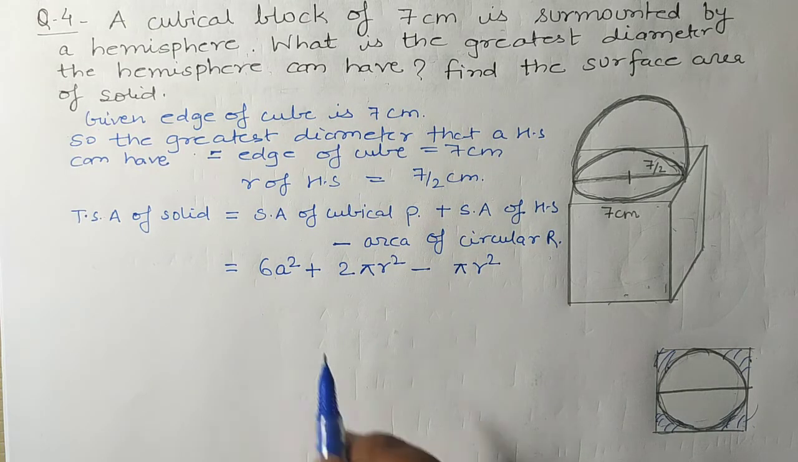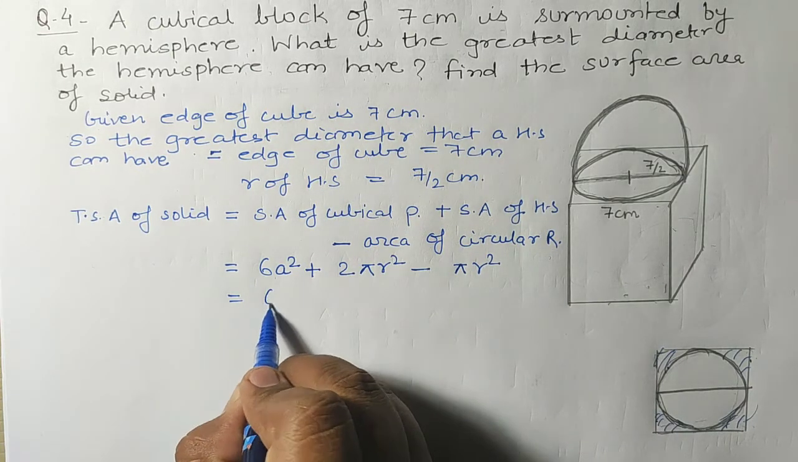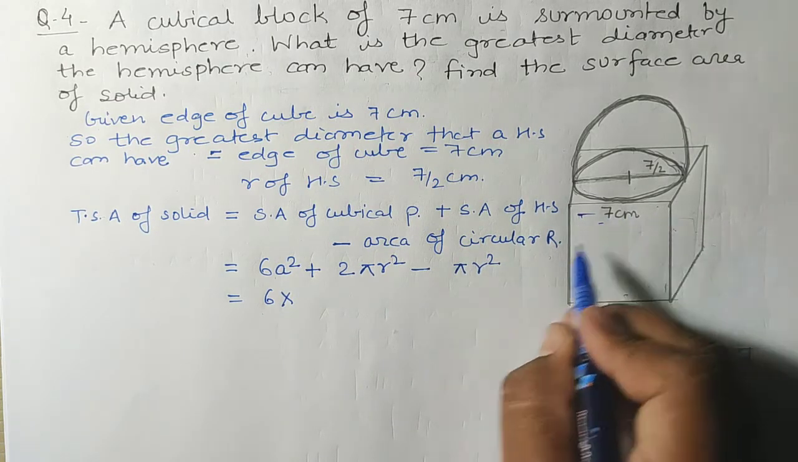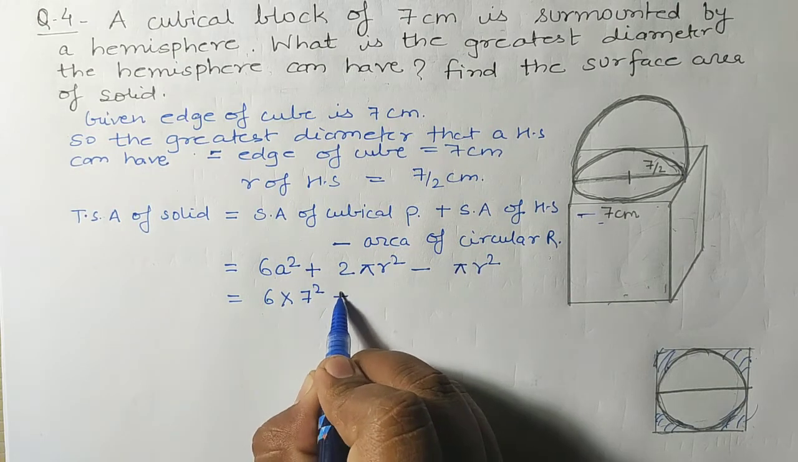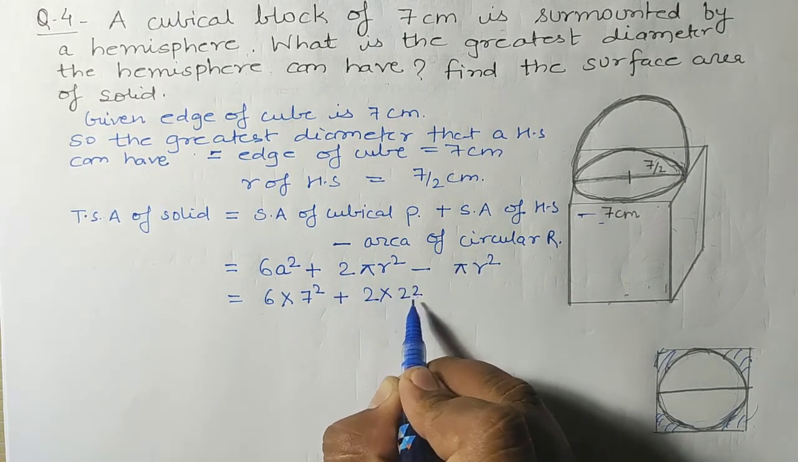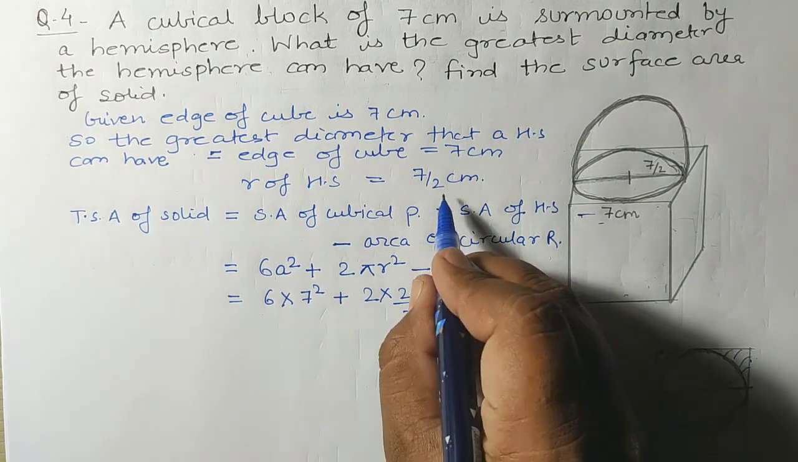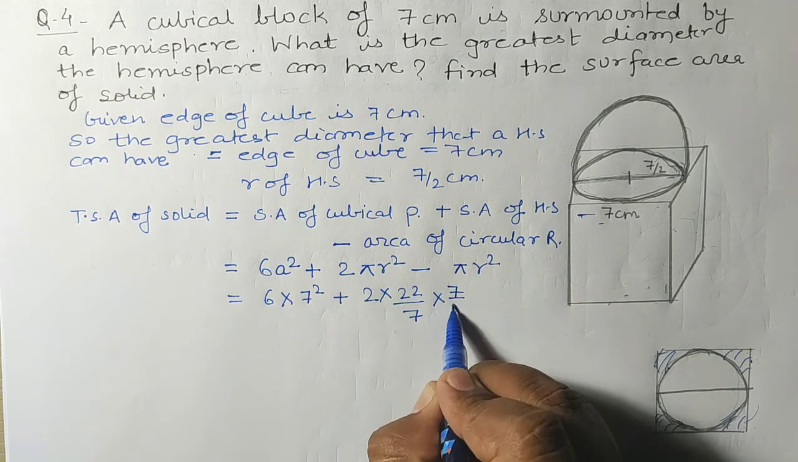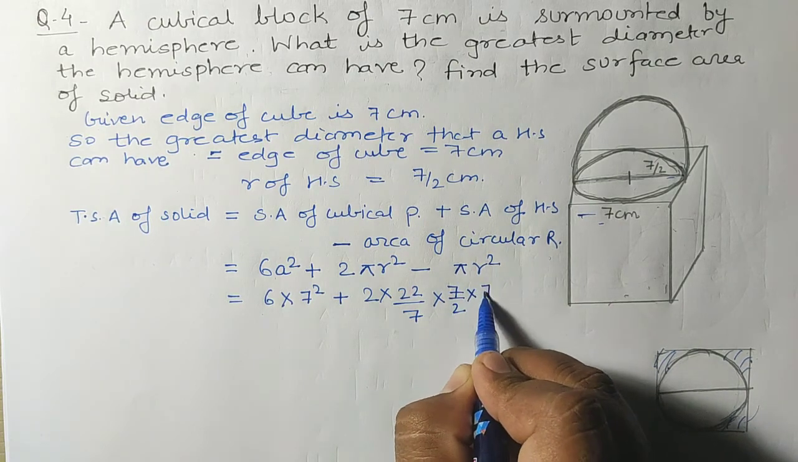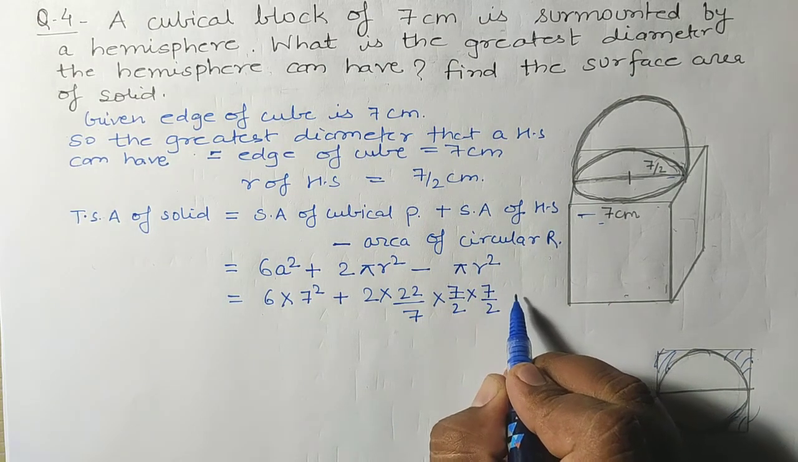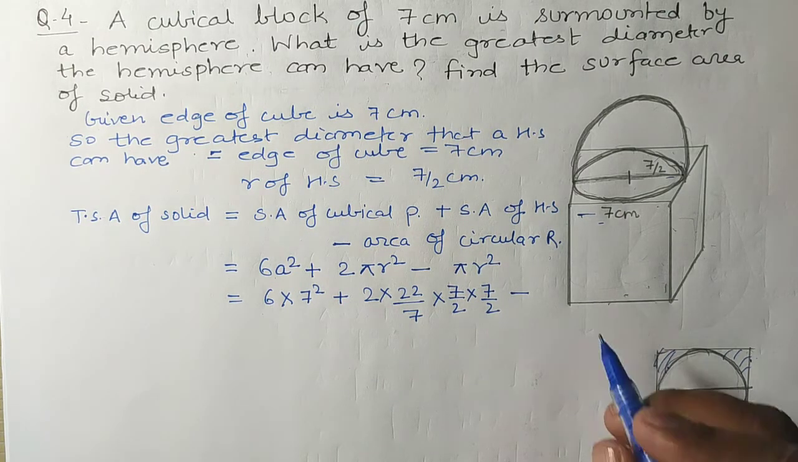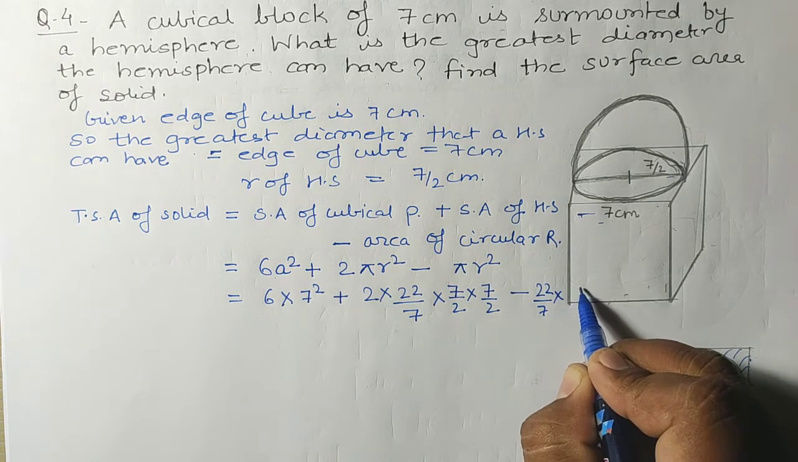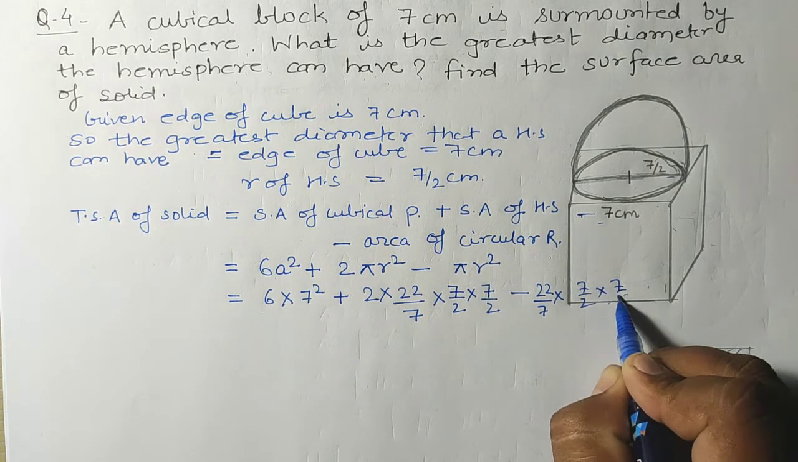Okay students, so here we'll put all the values. 6 into a square, that is the side of this cube is what? 7. 6 into 7 square, plus 2, pi is 22 by 7, and r is also 7 by 2. R is what? 7 by 2, na? So we'll write 7 by 2 square, or you can write it 2 times, minus pi r square, means 22 by 7 into 7 by 2 into 7 by 2.